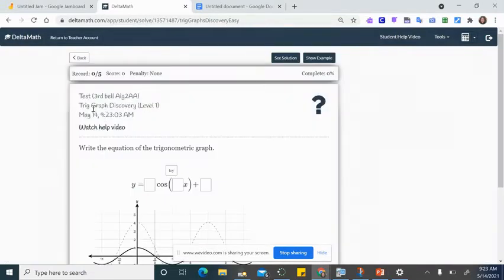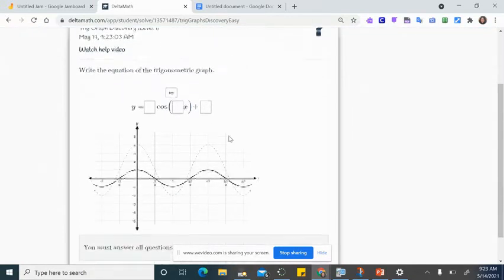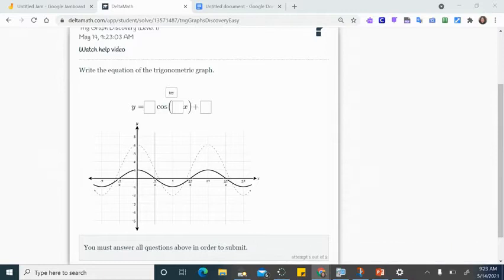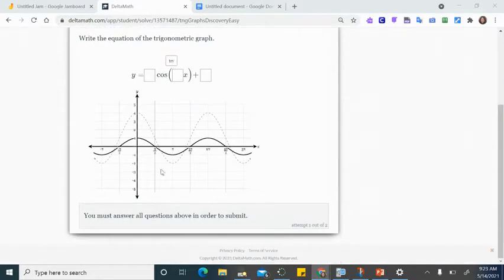This discovery, trig graph discovery level 1, is kind of fun. You're going to try and mess with these boxes to make this black function match the dotted function. So we're messing with transformations of functions again, transformations of graphs. We're going to try and make it match. So let's see. I want this to stretch vertically. So let me try and multiply by something. Let's see, it goes from 1 to 4.